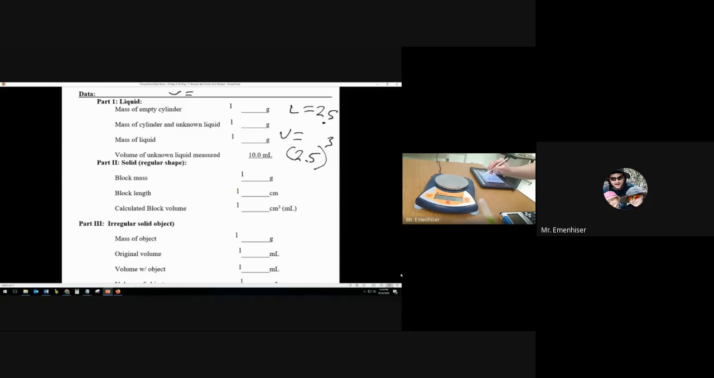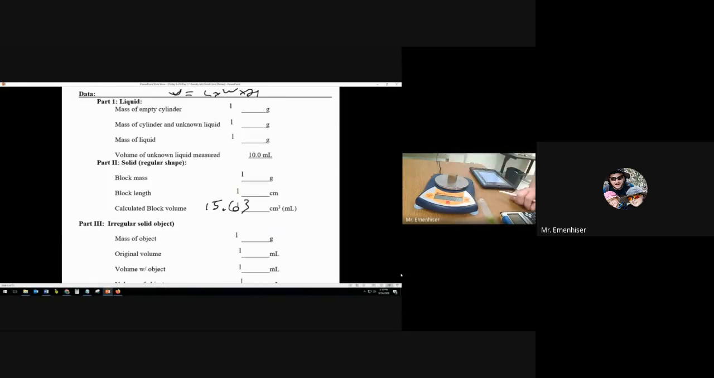We get 15 something. So length times width times height is the volume. So that says length times width times height. This is kind of weird annotating my own video. Calculated block volume is 15.63 milliliters, or cubic centimeters. Same thing. Remember that a milliliter is equal to a cubic centimeter.